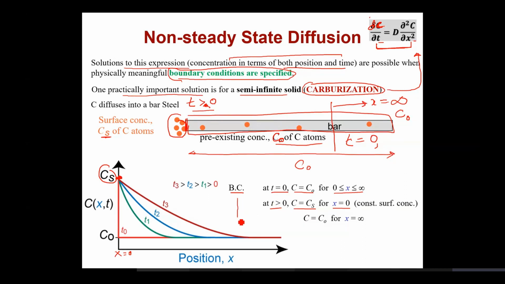So if you look at a distance over here which is, let's say, far enough, the concentration here, whatever the time, is C0. And at time t equals 0, throughout the rod you had the concentration C0. Is this distribution or are these boundary conditions clear to you?